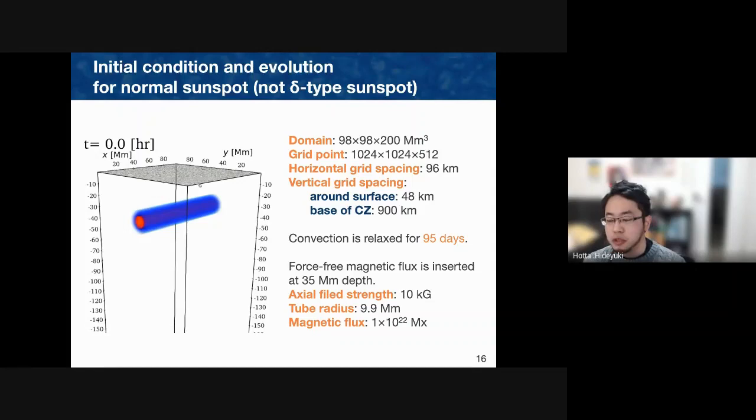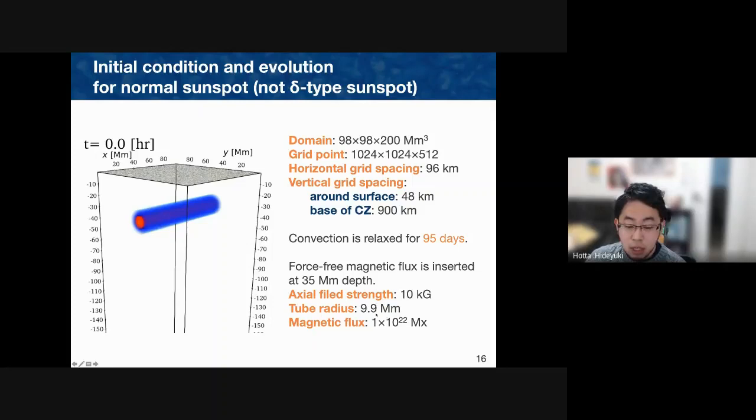The vertical grid spacing at the surface is 48 kilometers, and at the base of the convection zone it is 900 kilometers. At the photosphere, this is acceptable. At the base of the convection zone, the pressure scale height is 60 megameters, so this is a very good resolution there. The convection is relaxed for 95 days, and then the force-free magnetic field is inserted. This magnetic flux tube has an axial field strength of 10 kilogauss and a tube radius of 10 megameters.